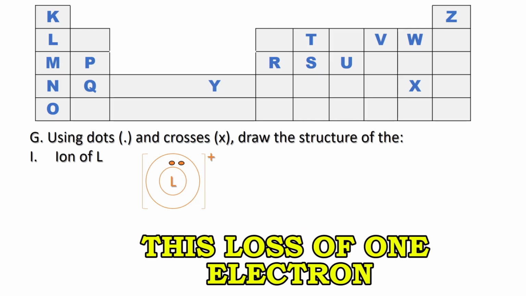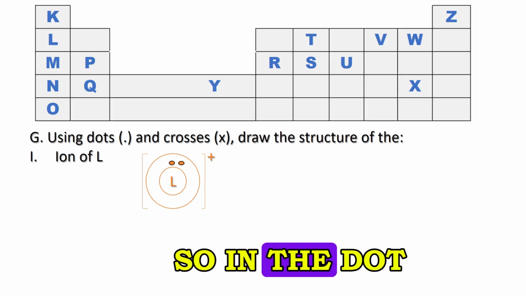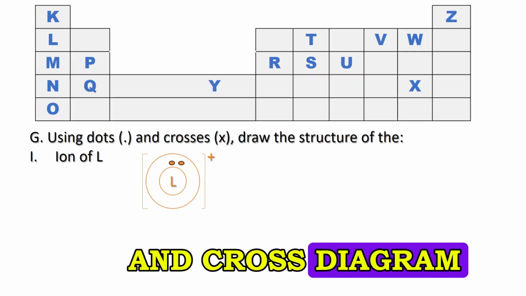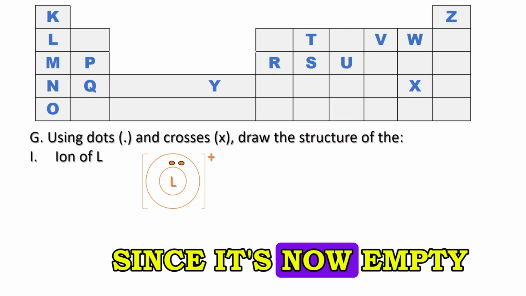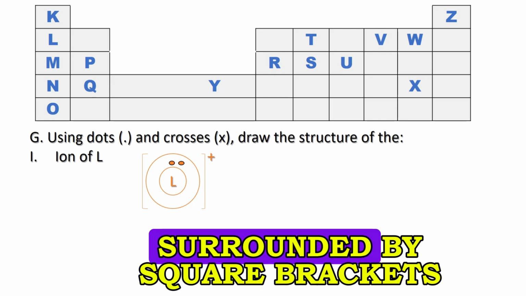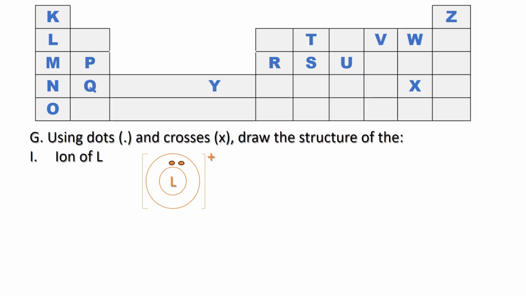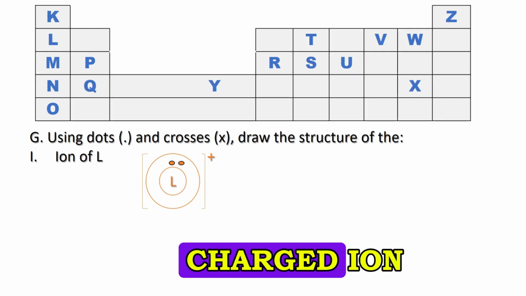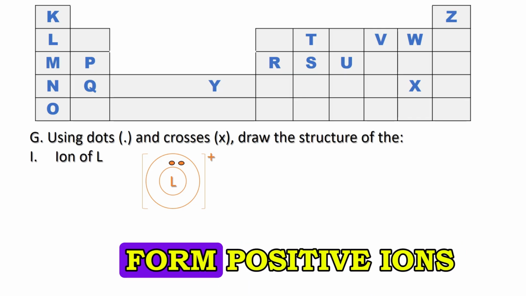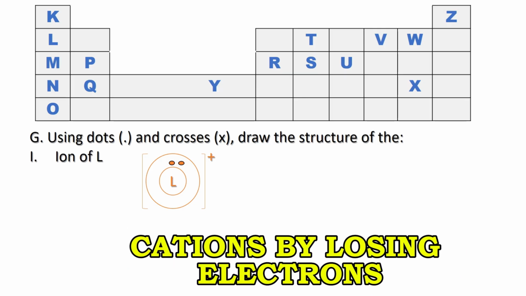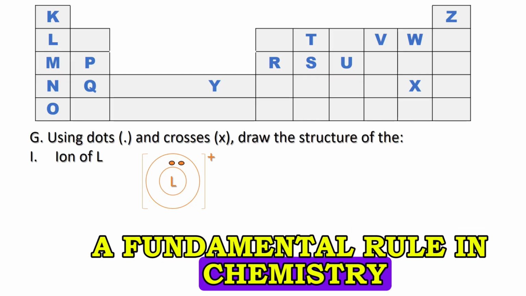This loss of 1 electron gives lithium a positive charge, forming Li+. So, in the dot and cross diagram, you'll notice that I haven't drawn the outer shell since it's now empty, and the ion is surrounded by square brackets with a small plus sign on the upper right, indicating it's a positively charged ion. This simple structure clearly shows how metals form positive ions, cations, by losing electrons to gain stability, a fundamental rule in chemistry.